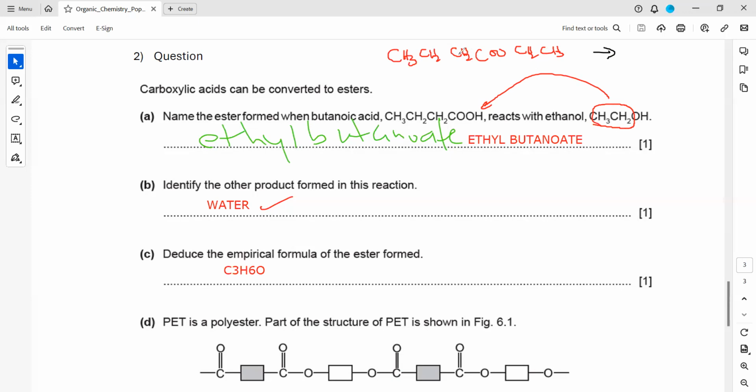So 1, 2, 3, 4, 5, 6 carbon atoms are there. How many hydrogens? 3, 5, 7, 10, 12. And how many oxygens are there? 2 oxygens. You can also deduce it because eth and but mean 2 and 4, so 6 should be there. The general formula of esters is CnH2nO2. So what is the simplest ratio here? 6, 12 and 2. When we divide all of them by 2, this will be 3, 6 and 1. So C3H6O will be there.